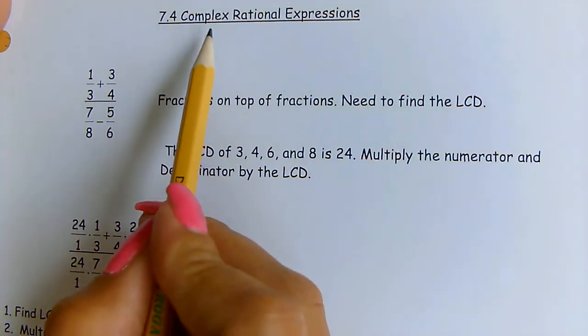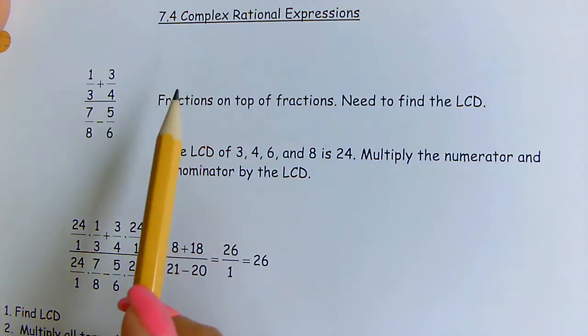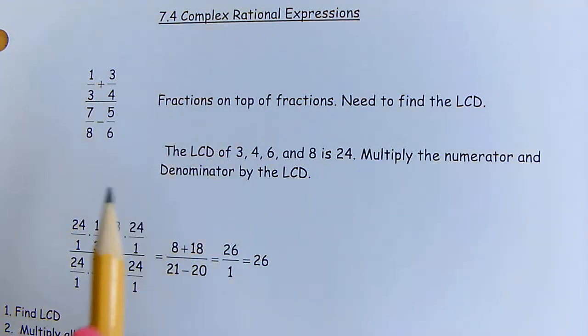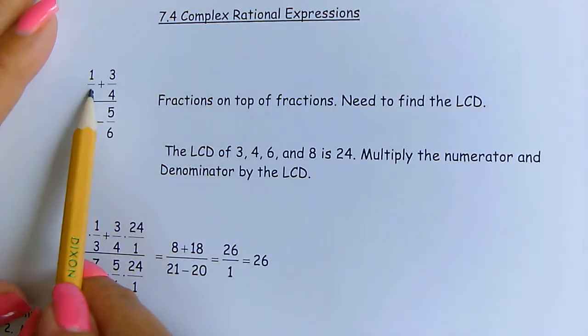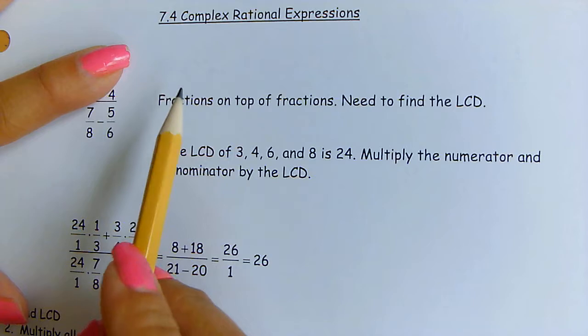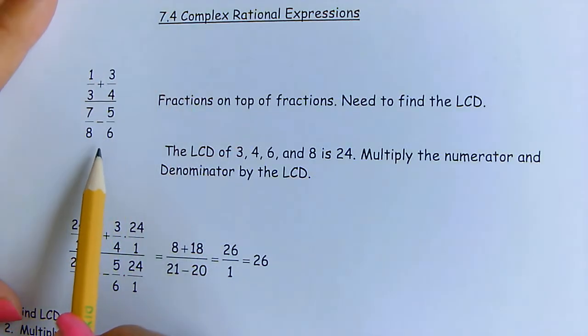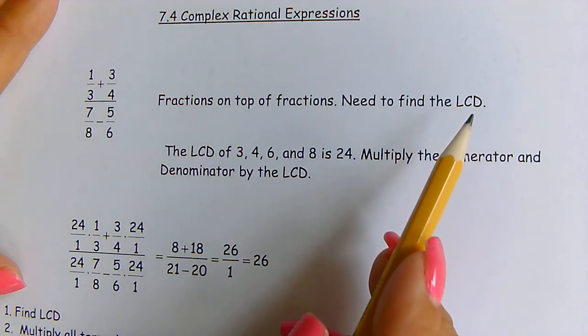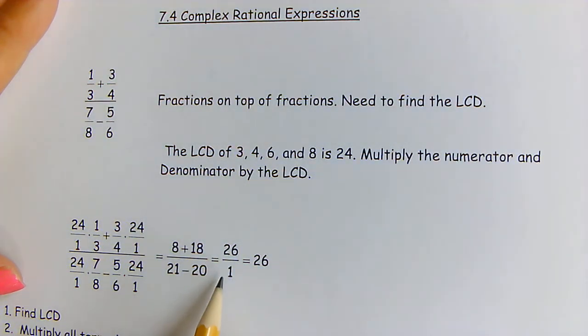Alright, 7.4 complex rational expressions. It means fractions on top of fractions. So we're going to use the lowest common denominator of all the fractions, whether you have 2 on the top, 2 on the bottom, you could have 1 on top over 1, 2 over 1, whatever it is, to simplify it to get it to be one fraction or one rational expression.